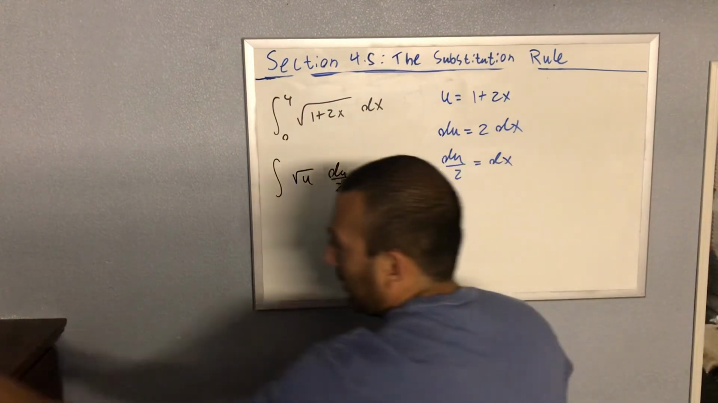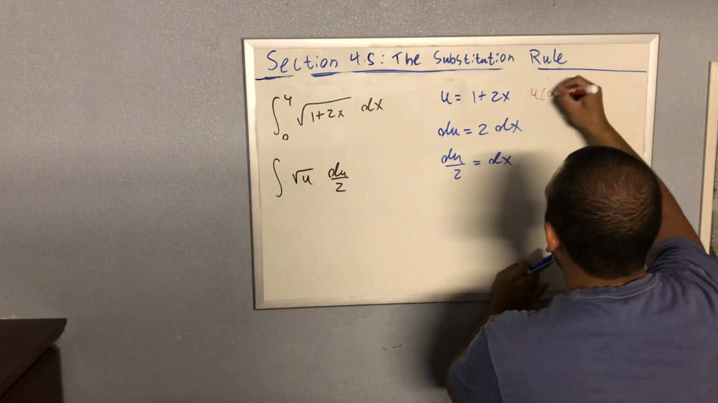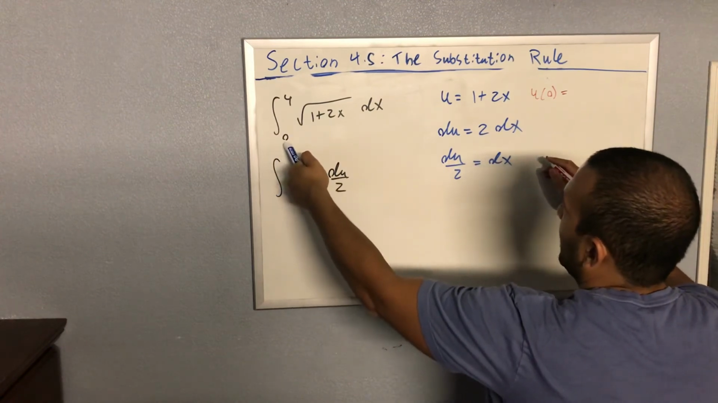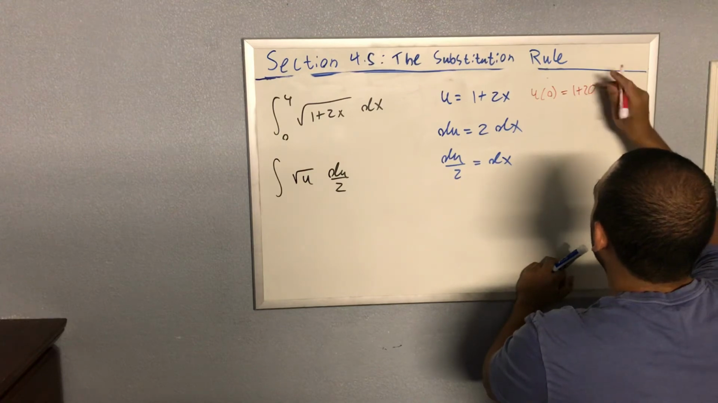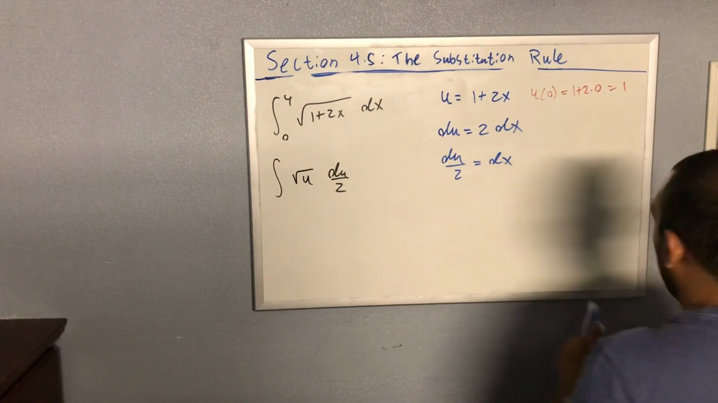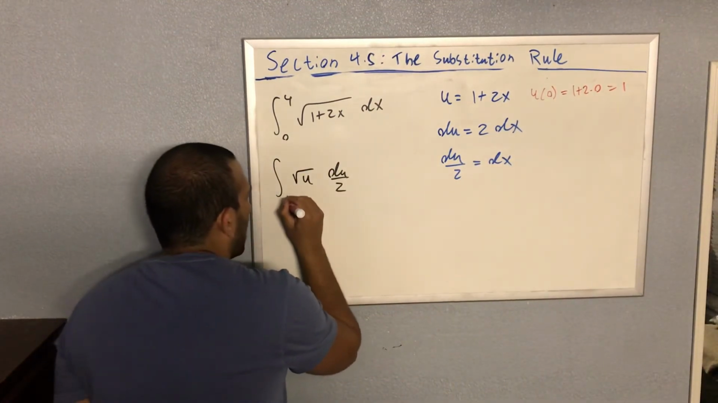So u of 0, whenever x is 0, what is u? So when x is 0, what is u? It's 1 plus 2 times 0, which is just 1. So this is going to get replaced with 1.